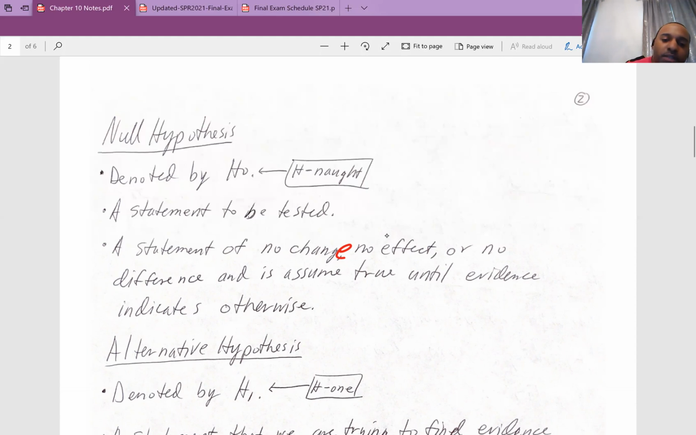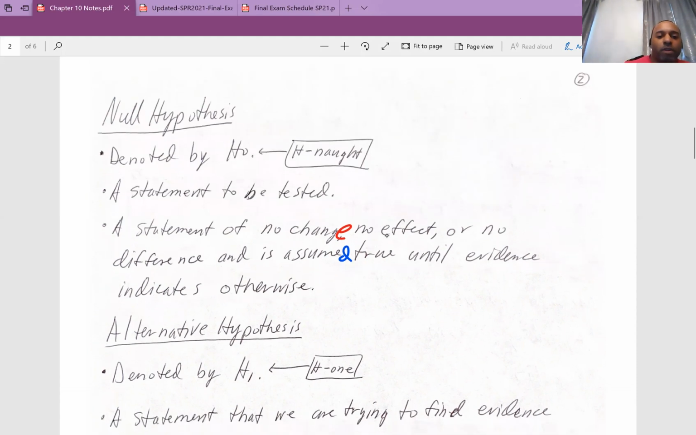That probably should be a D right there. Assume true. Yeah. Whatever. Find a book. I don't remember a D being there.